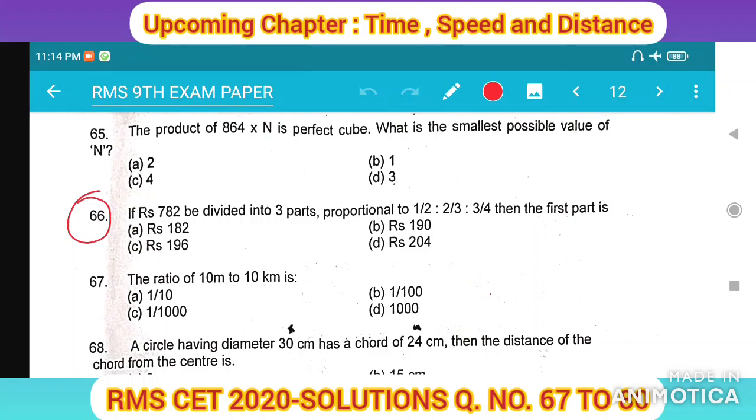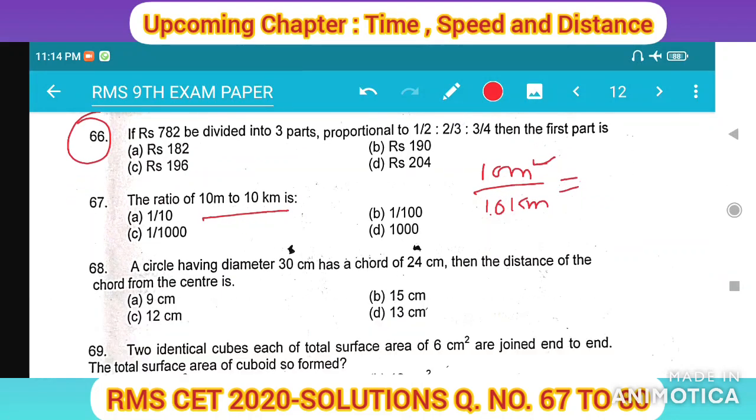Let's start. The ratio of 10 meter to 10 kilometer. See here, in the numerator the unit is in meters, and in the denominator the unit is in kilometers. So we convert the units to the same. Okay, here is 10 meters.